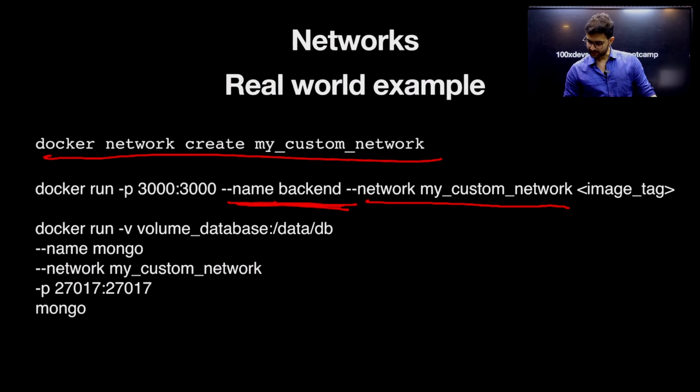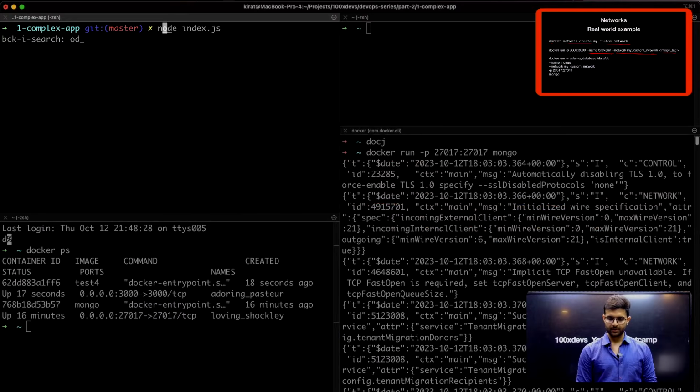So it's the same command. What are the extra things? One, we have given it a name. Two, we have attached it to a network. And then finally, the image tag, just as we did until now. So let's now start the backend with two extra things.